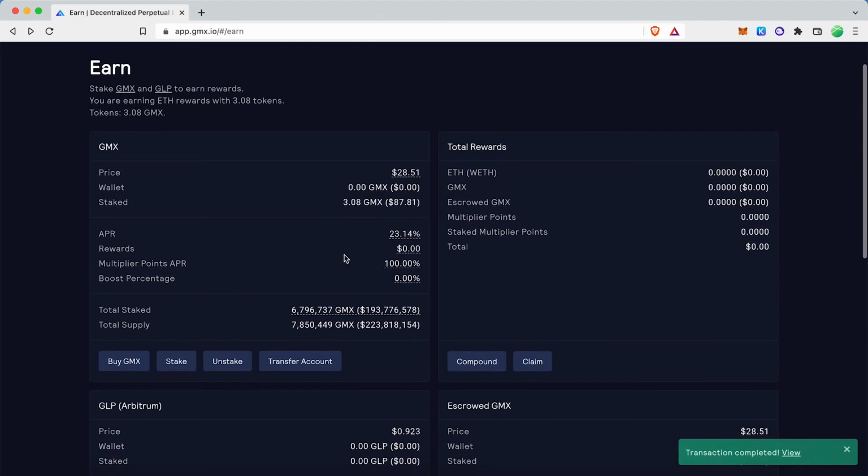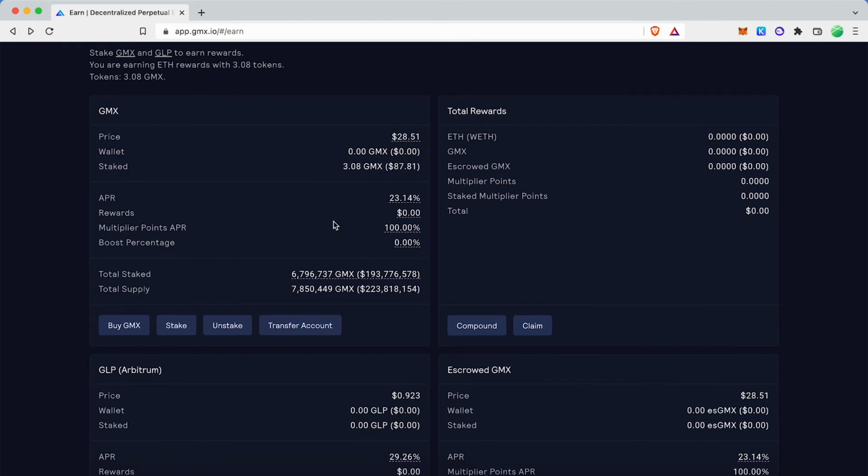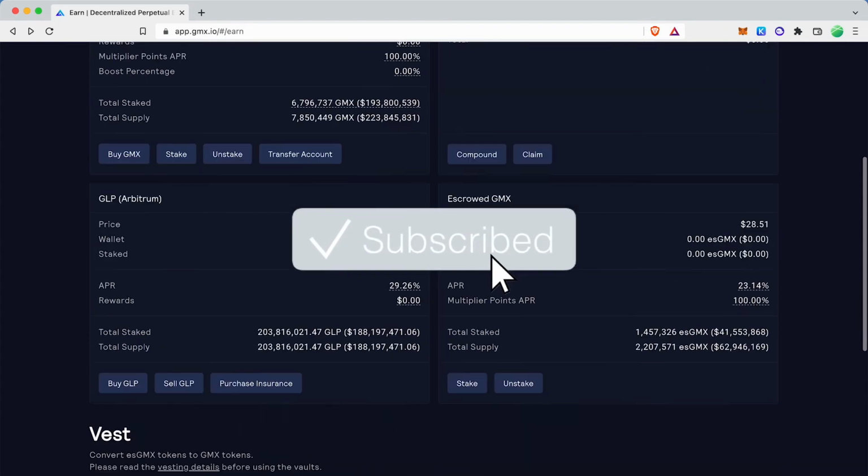GLP is the liquidity token on GMX Decentralized Perpetual Exchange. You can swap Ethereum to GLP using GMX Swap.